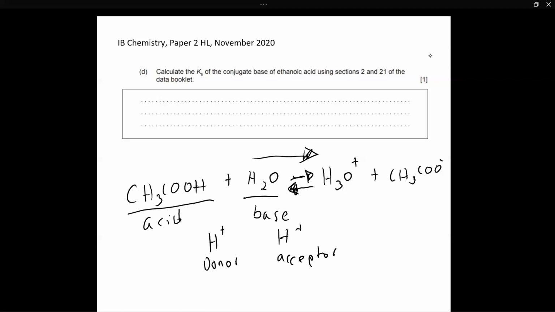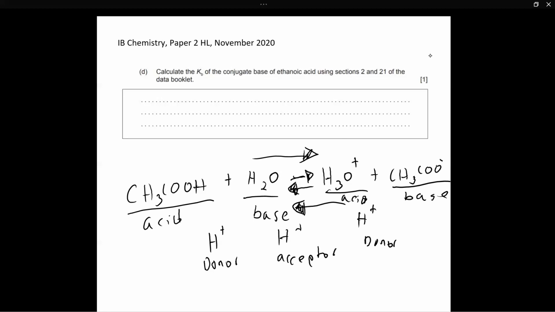But that's only the case for the forward reaction. What about the reverse reaction? In the reverse reaction, now the tables have flipped, right? Because H3O+ acts as the H+ donor. It acts as the acid in this case. And the ethanoate ion, or CH3COO minus, acts as the base because it accepts that hydrogen from H3O+.